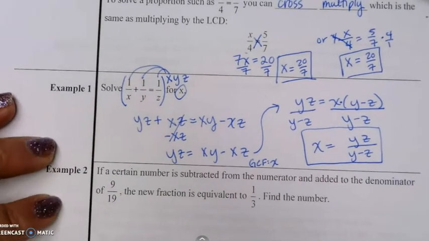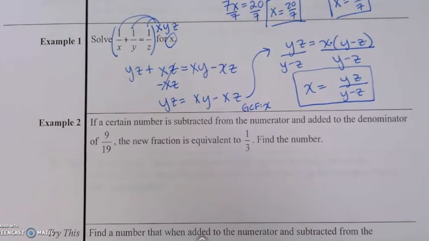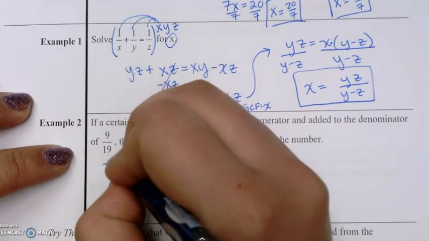example 2. If a certain number is subtracted from the numerator and added to the denominator of 9 over 19, the new fraction is equivalent to 1/3. Find the number. So the first thing we want to do is we want to define our variable. X is a certain number.